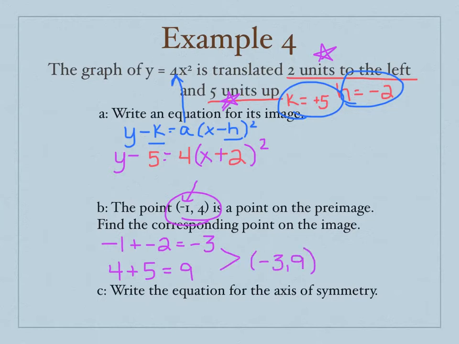I know that sounded really complicated, but all I did was take the original point that it gave me, and I added the x and the y here to the h and the k from up above. So I took the x and the y and added them to h and k. h is always with x, k is always with y. And that gives you your new coordinates.